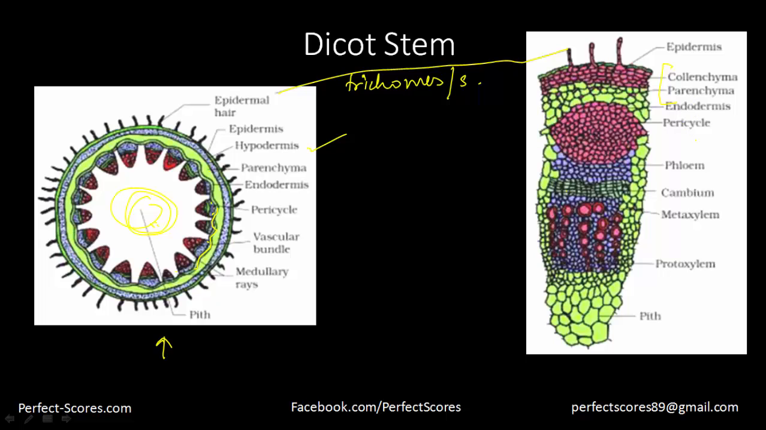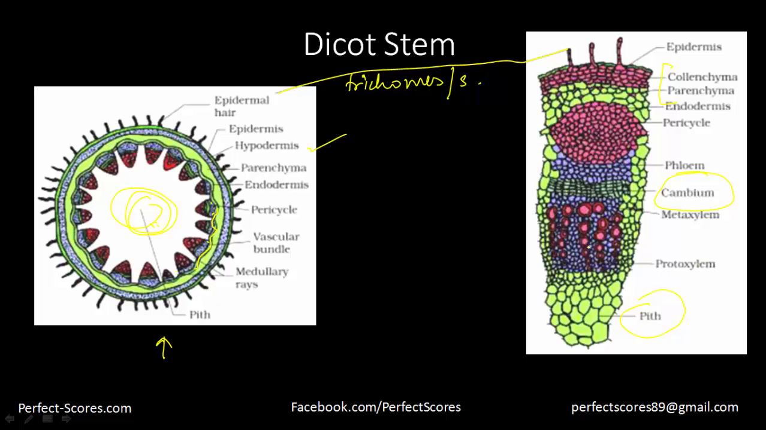After that, you have the pericycle, where you have the vascular bundles of phloem and protoxylem and metaxylem, and then there's a layer of cambium as well. And finally, the innermost layer is that of the pith. So that is the structure of the dicot stem.